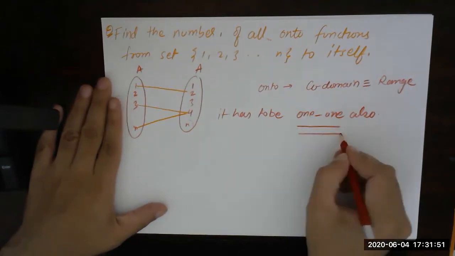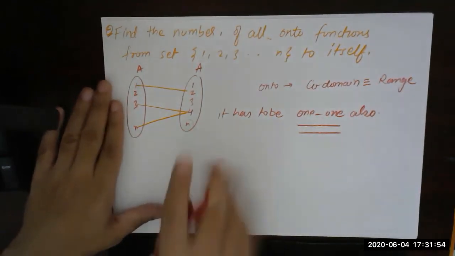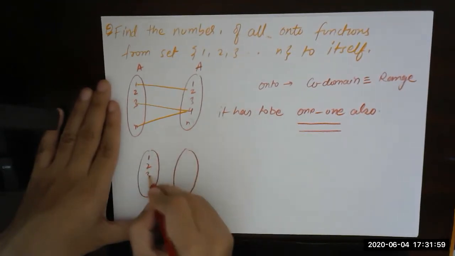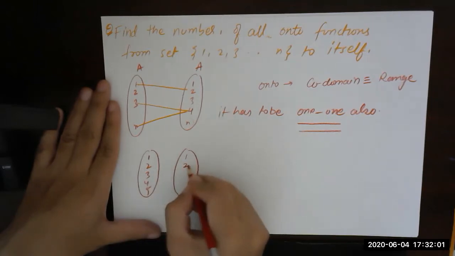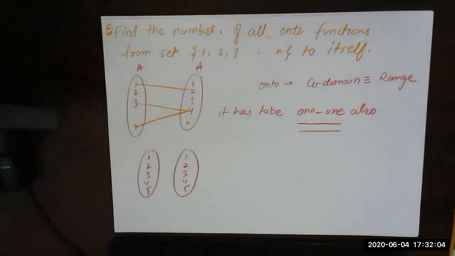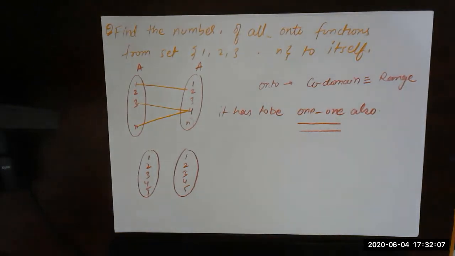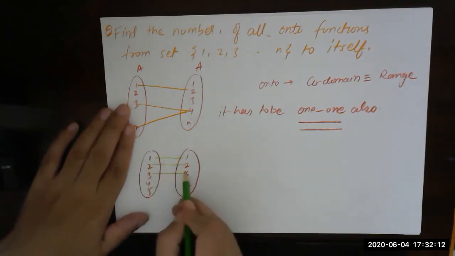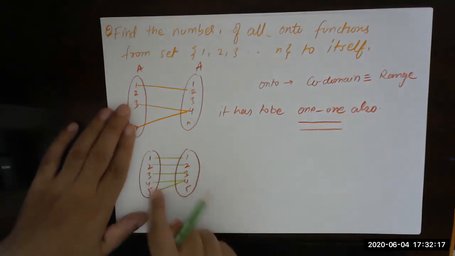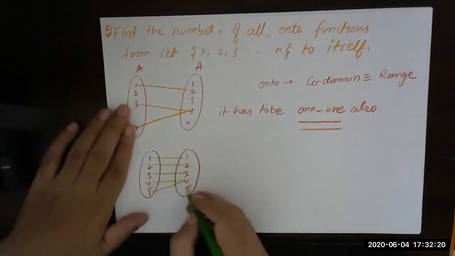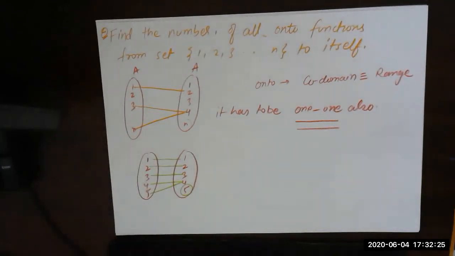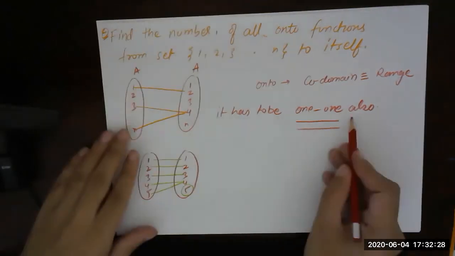If it is not 1-1, suppose I'm taking n as 5, for example. So this is 1 2 3 4 5, here also 1 2 3 4 5. What I will do is link two elements with the same element. So 1 is linked with 1, 2 is linked with 2, 3 is linked with 3, 4 is linked with 4, and 5 is also linked with 4. So this becomes many-one. When this becomes many-one, this cannot be onto, because 5 will not be linked with any element. Understood? So it has to be 1-1 also.